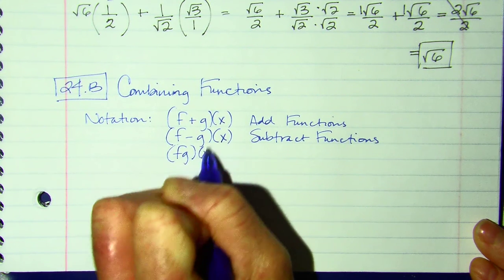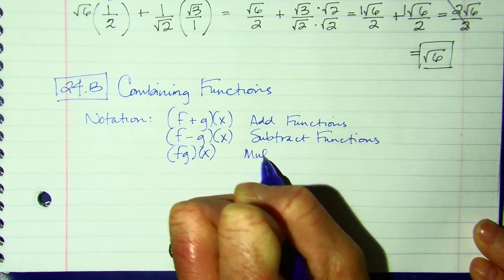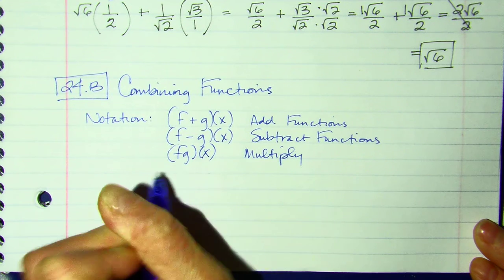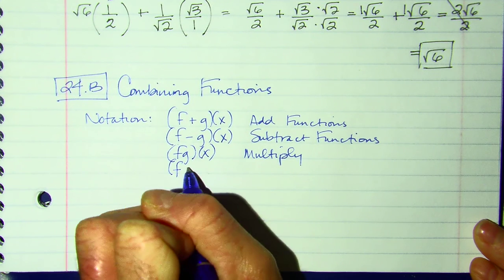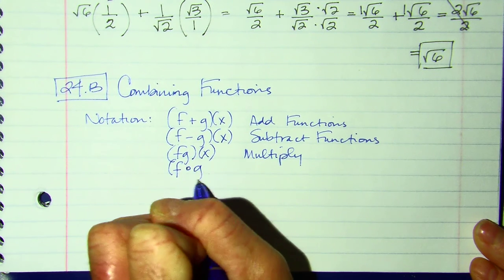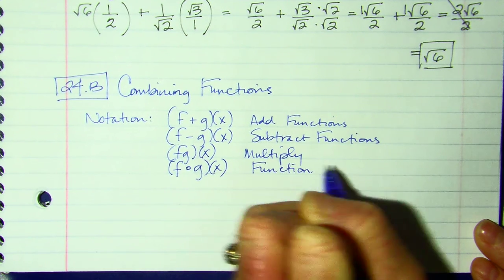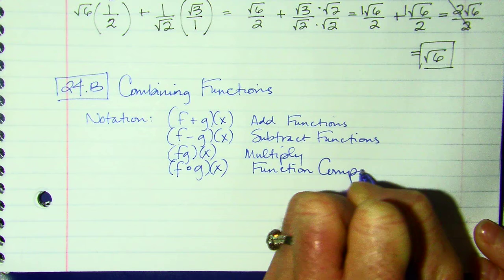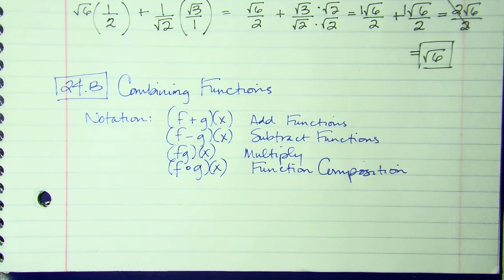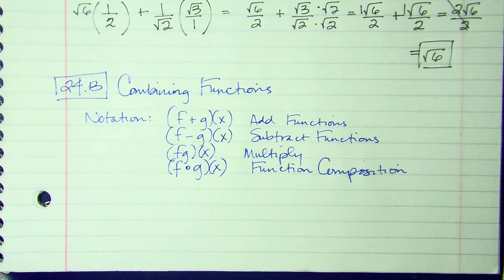F g, the invisible symbol there, would be to multiply. And then I have something here called f, an open circle, g, and that's function composition. That is when you plug one function into the other. That is probably what most people need the review on, okay? So I'm going to turn the page.